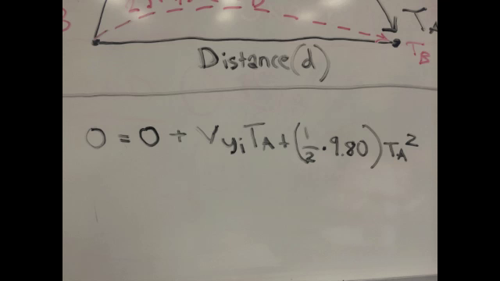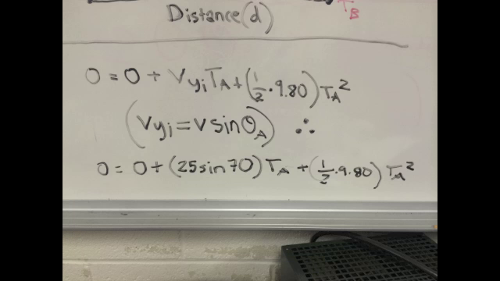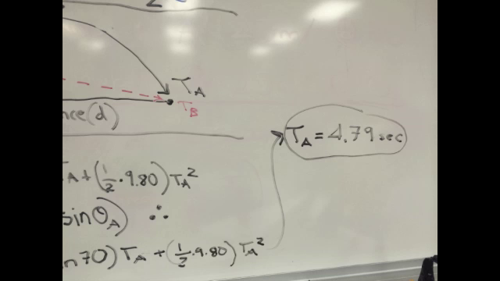Now you can plug in your values. Y final and y initial are both going to equal 0 because it starts at 0 elevation and ends at 0 elevation. G is going to equal 9.80. Vy initial is going to equal V sine theta. If we plug in values, we find that Vy initial equals 25 sine 70. Plug in that value and then solve for Ta. Plug those values into your calculator and simplify with Ta on the left side. If you do it correctly, you should find that Ta equals 4.79 seconds.